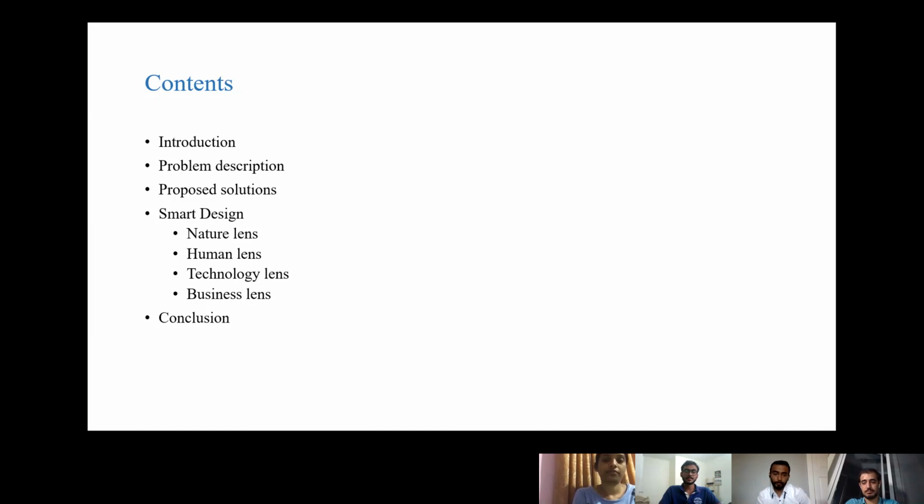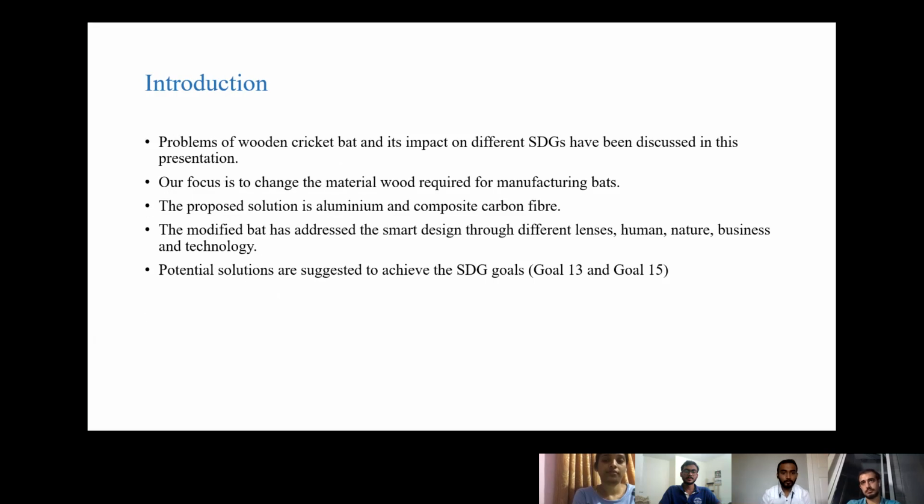So, let me introduce the topic of our presentation. Wooden cricket bat. All over the world, cricket matches are being conducted, and the bats, ball, and stumps are being used, which are made of wood. Our focus is to change the wooden material and replace it with another substance like aluminum or composite carbon fiber, which also addresses the smart design lenses like human nature lens, business lens, and technology lens, etc.